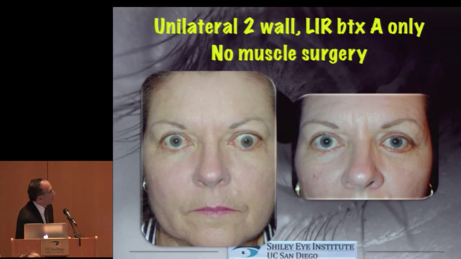This woman had decompression and Botox at the same time. This eye is lower or pulled down because that lower muscle got big. That's all she had. Never needed muscle surgery. Avoided it because the injection was done at the same time.